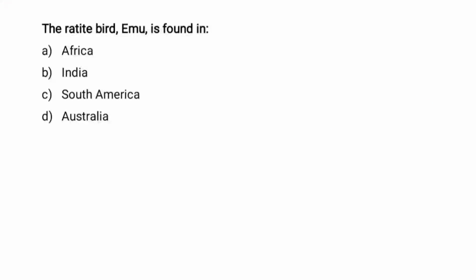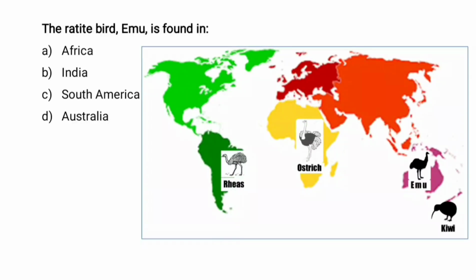Our next question is, the ratite bird emu is found in. As you can see here, the ratites are native to most of the continents and a few islands of the southern hemisphere. For example, the ostrich is found in Africa, rheas in South America, emus in Australia, cassowaries in Australia and New Zealand, and kiwis in New Zealand.